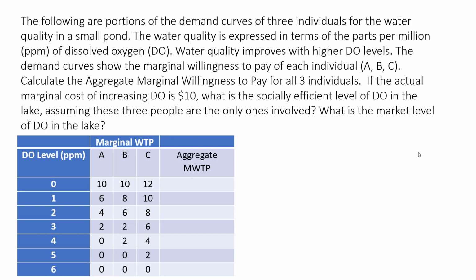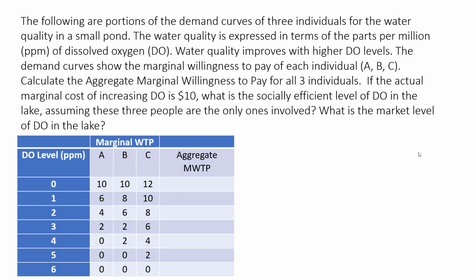Calculate the aggregate marginal willingness to pay for all three individuals. If the actual marginal cost of increasing this dissolved oxygen is $10, what is the socially efficient level of dissolved oxygen in the lake, assuming these three people are the only ones involved? And then what is the market level of dissolved oxygen in the lake?